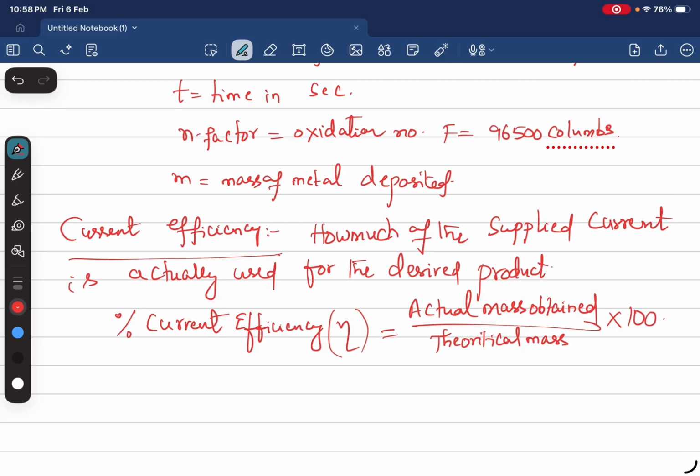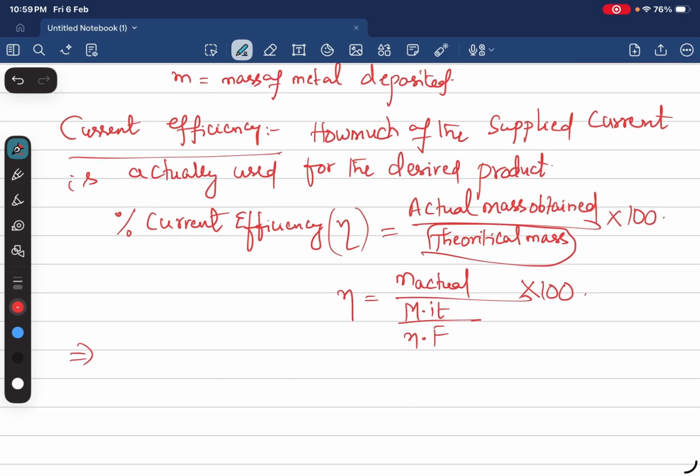This is the formula for current efficiency. Mathematically, we can write eta equals M actual by M theoretical. M theoretical we get through the formula: atomic mass into I into T by N factor, that is the oxidation state of metal, into F. That's how we can get the theoretical mass of metal deposited. So this is the overall concept behind Faraday's laws, that too the first law of Faraday.